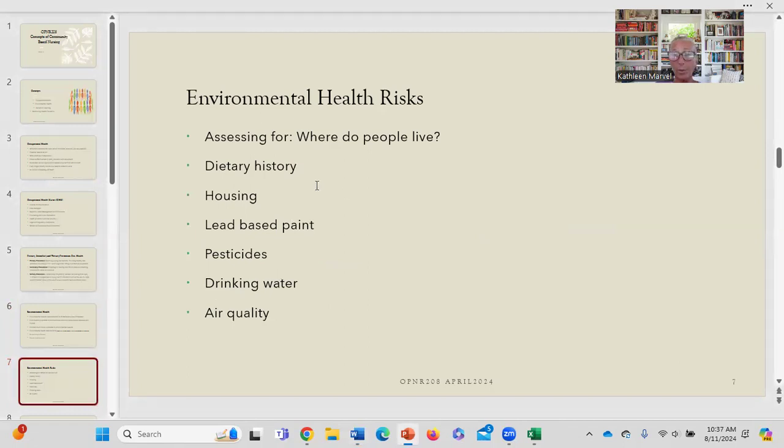So when you're doing an environmental risk assessment, here's the important information you need to gather. Where do people live? What's their dietary history? What is their housing? Are they exposed, potentially at increased risk for exposure to lead-based paint? Are they exposed to pesticides? How is their drinking water? What is the air quality? The most common environmental risks have to do with pollution, contaminated water, contaminated soil.